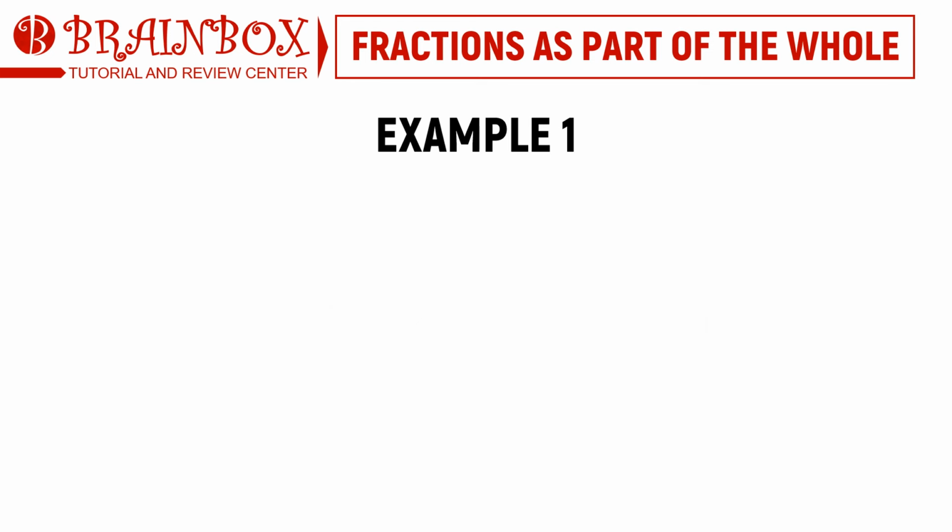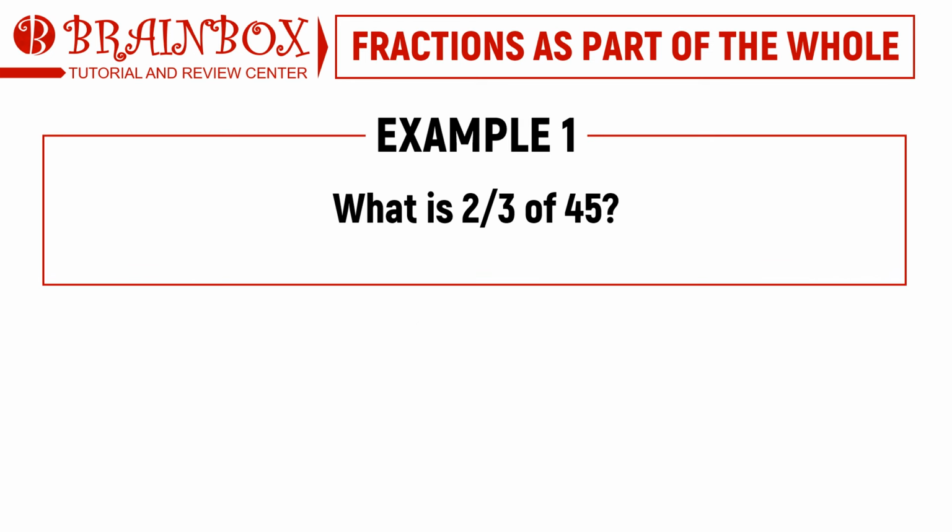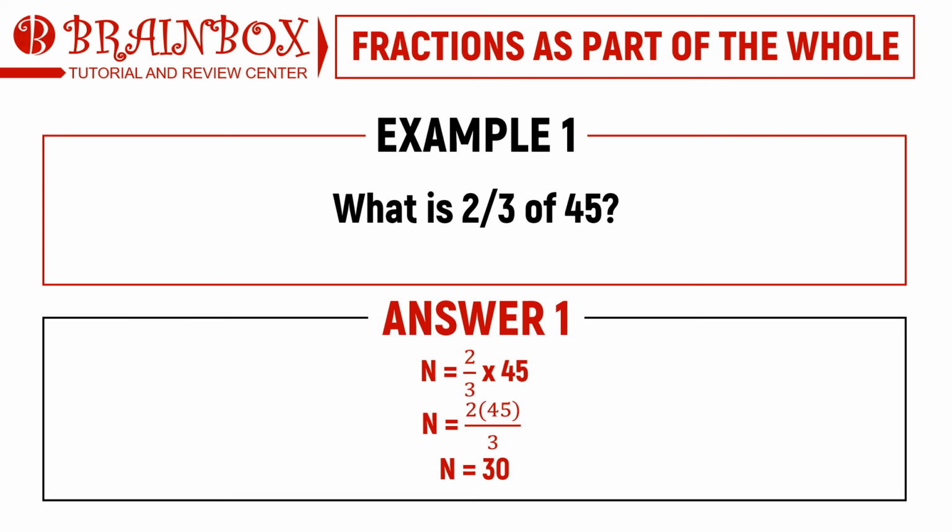Let us look at this example. Note that we will be first translating the phrases to mathematical equation. In this example, what is translated into the n or the unknown variable that we are looking for, while is implies an equal sign. We will copy the fraction part which is 2/3. Next, of implies the process of multiplication. Lastly, we'll copy the whole number, in this case, 45. From this we get n equals 2/3 times 45. And when solving for n, we get n equals 30.